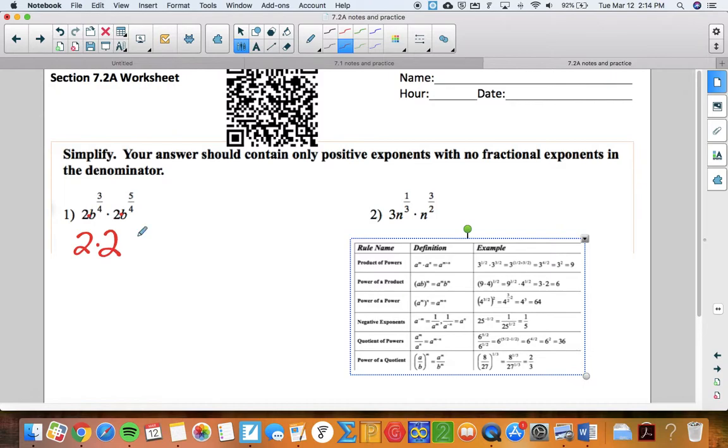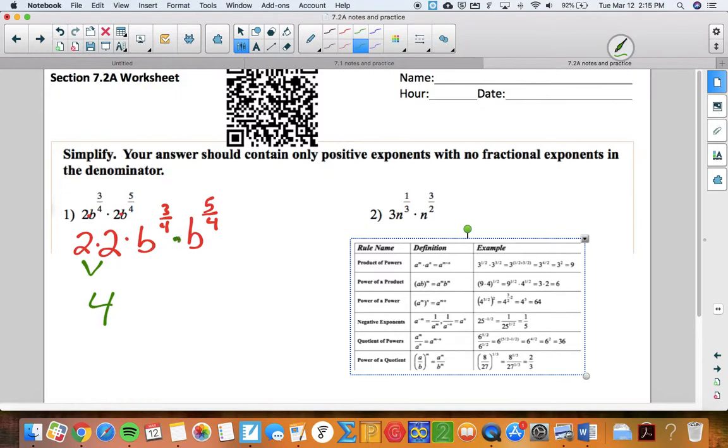So I'm going to take the 2 times 2 and pull that out in front, and then I have b to the 3/4 times b to the 5/4. You don't actually have to rearrange this, folks, but you should do this mentally if you're not going to write it out. And this is definitely something you can do in your mind just to see the pattern. 2 times 2 is 4. All right. So now here, oh my goodness, what do I do with this?